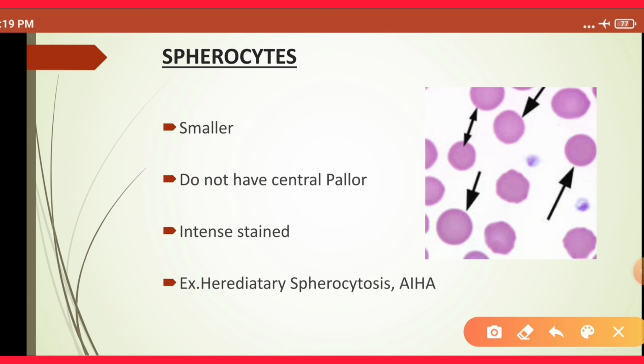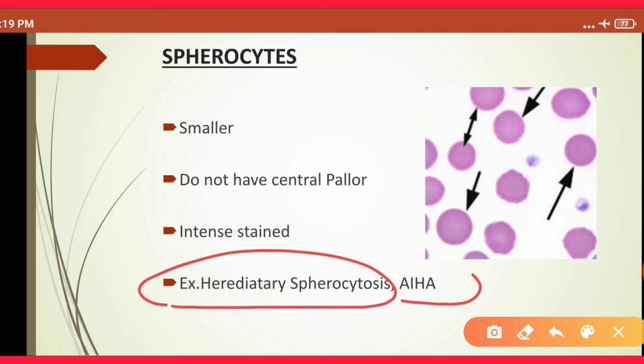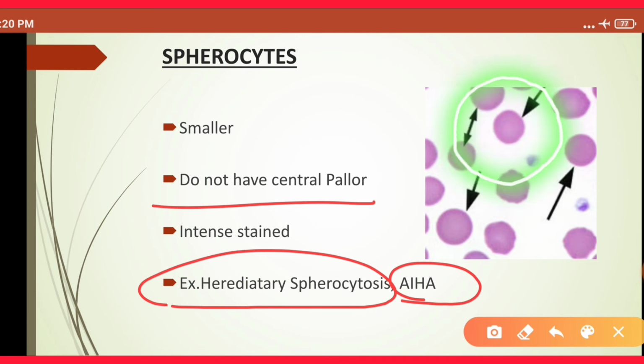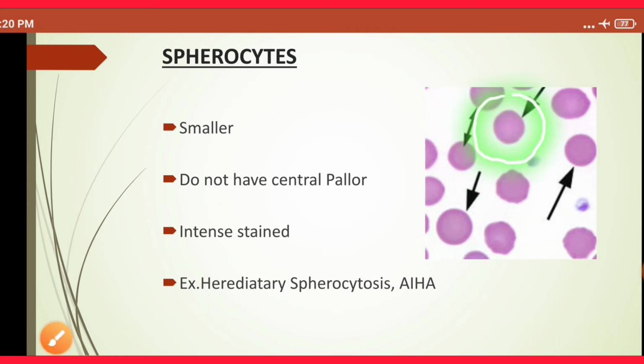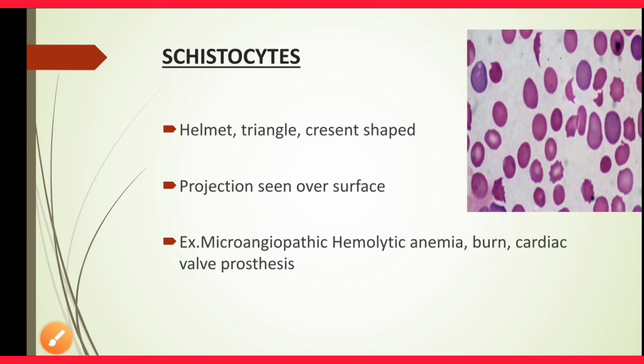Suppose you have a defect in the RBC membrane, if you have hereditary spherocytosis or autoimmune hemolytic anemia, then you will have spherocytes in your blood. In the right side diagram, you can see that spherocytes are smaller than routine red blood cells, right? They do not have central pallor. You know very well that RBC has central pallor, but in spherocytes, the central pallor is not seen. And they are intensely stained, totally pink color. So this is the spherocyte. It can be seen in spherocytosis and autoimmune hemolytic anemia.